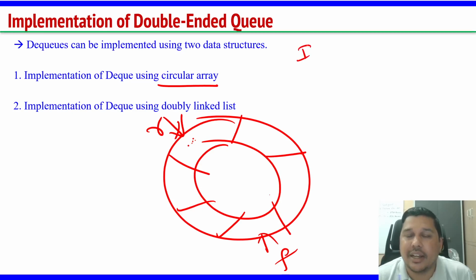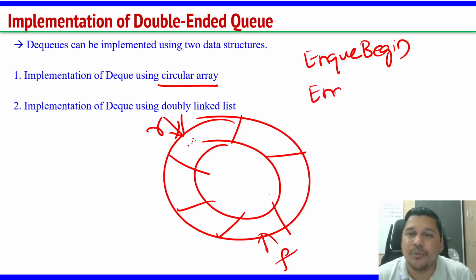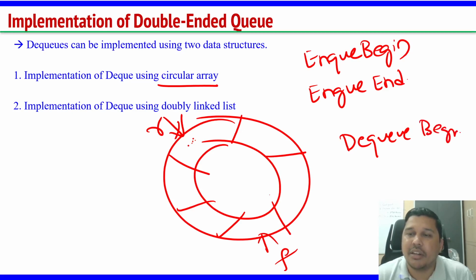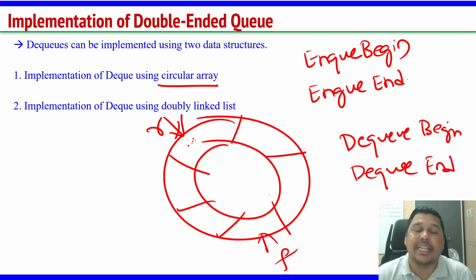In general we call it NQ, right? So NQ begin is one function, NQ end is one function. In the same way, I am writing the shortcut again, DQ begin, DQ end. 4 functions you have to write here.